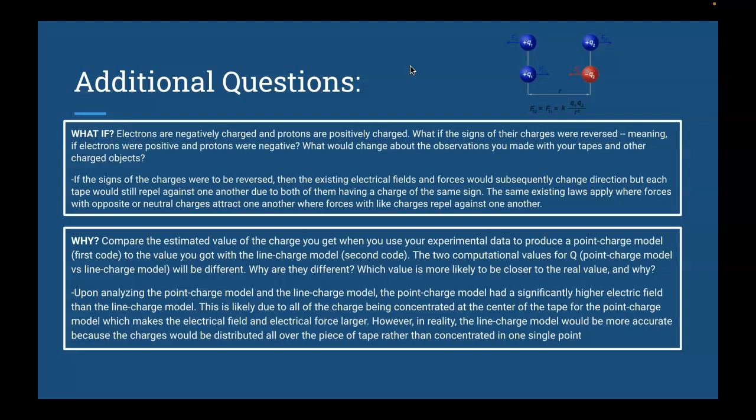For the second question, upon analyzing the point charge model and the line charge model, the point charge model had a significantly higher electric field than the line charge model. This is due to all the charge being concentrated at the center of the tape for the point charge model, which makes the electric field and force larger. However, in reality, the line charge model would be more accurate because the charges would be distributed all over the piece of tape rather than concentrated in a single point.